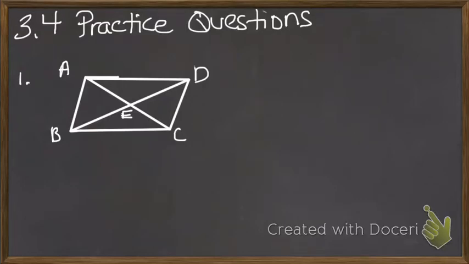Okay, so here are the solutions for the two questions I posted for 3.4. Number 1 asks you to find a vector equivalent to three different differences of vectors. So the first one is asking you to subtract vector AD and CD.